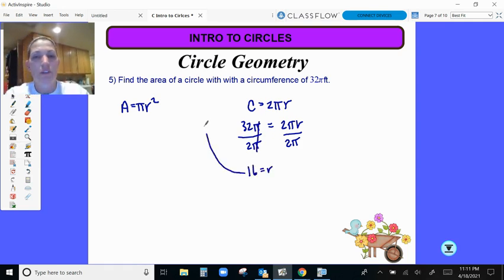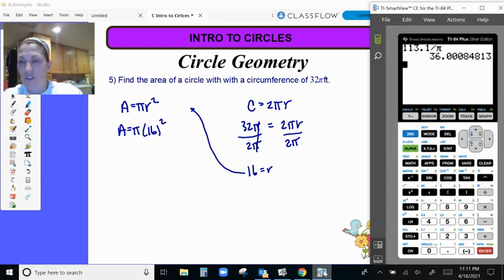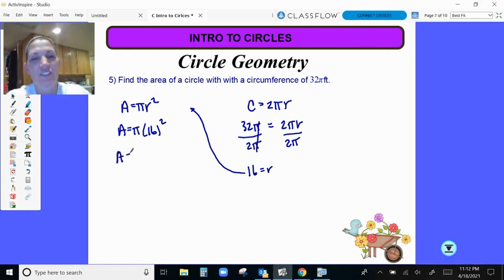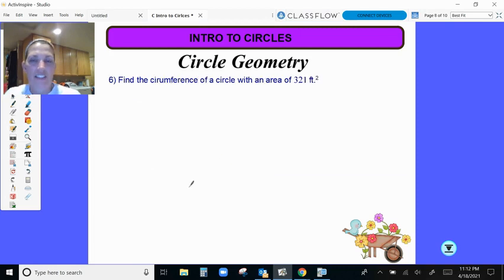Then I can take this and plug it in up here. So area equals pi times 16 squared. Let's go and find out what 16 squared is. 16 squared is 256. So area is equal to 256 pi. Okay, and there you go. All right. I think this is the last one.